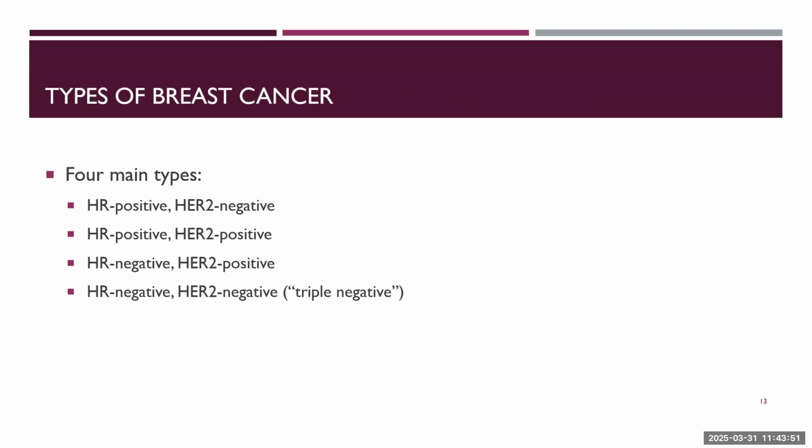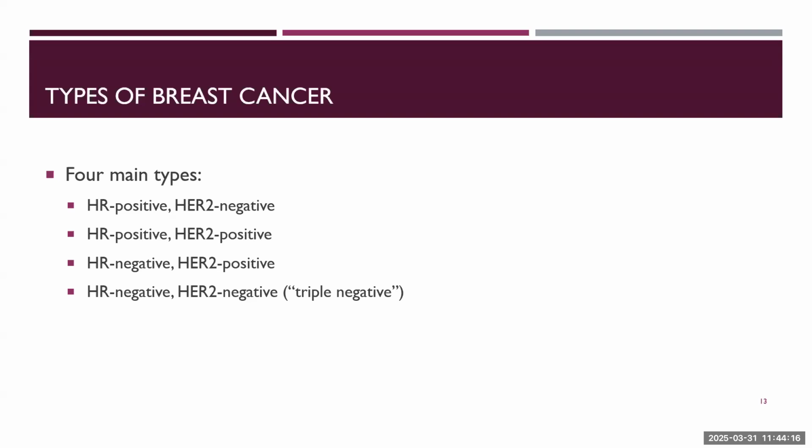So in terms of what types of breast cancer there are, there are 4 main buckets of breast cancer. So we have HR positive, HER2 negative. We have HR positive, HER2 positive, HR negative, HER2 positive, and then we also have triple negative, which is HR negative and HER2 negative.